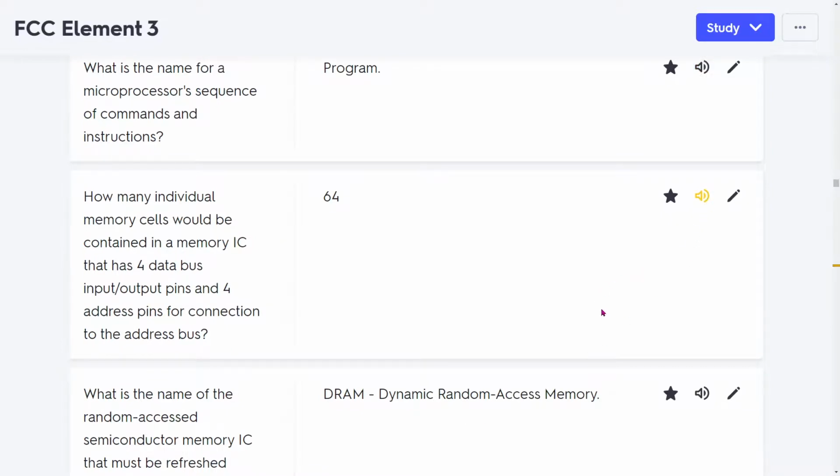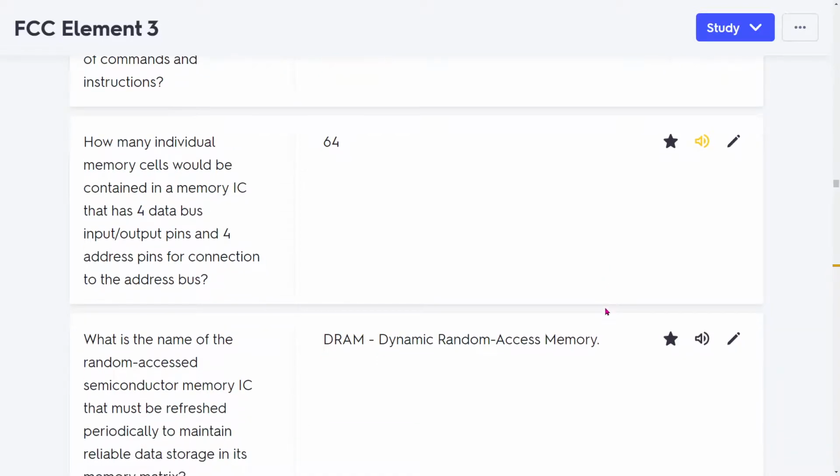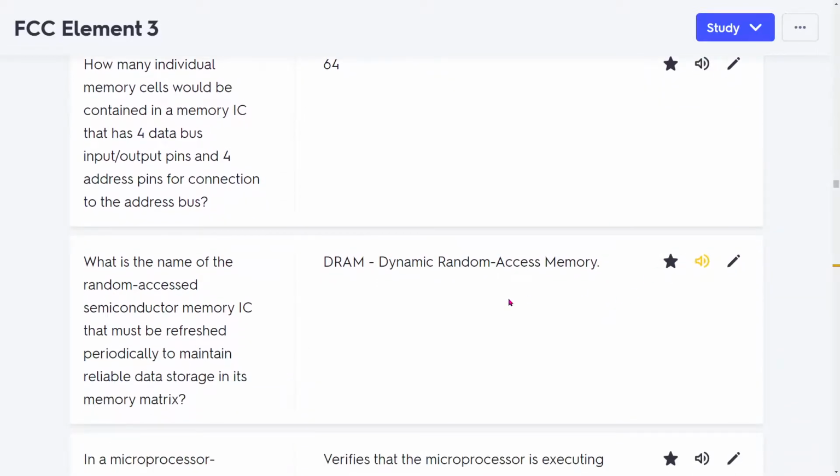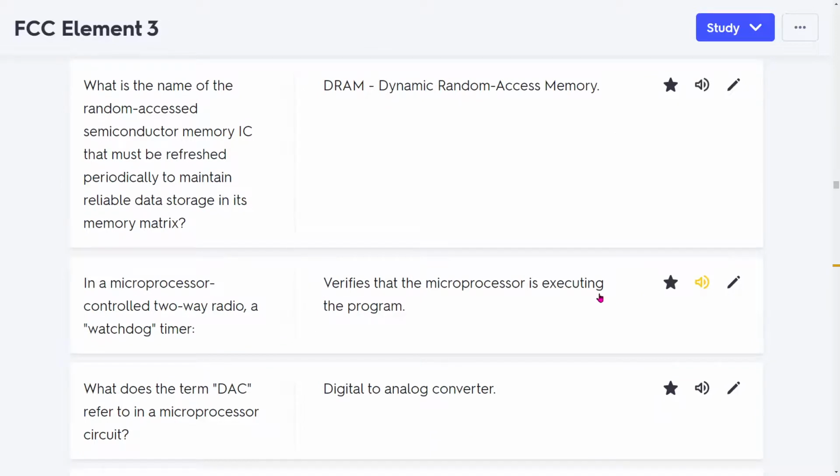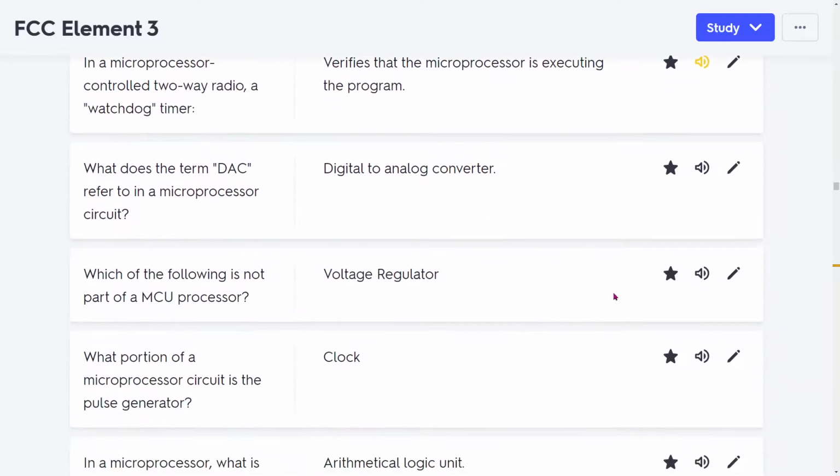How many individual memory cells would be contained in a memory IC that has 4 data bus input-output pins and 4 address pins for connection to the address bus? 64. What is the name of the random accessed semiconductor memory IC that must be refreshed periodically to maintain reliable data storage in its memory matrix? DRAM, dynamic random access memory. In a microprocessor-controlled two-way radio, a watchdog timer verifies that the microprocessor is executing the program.